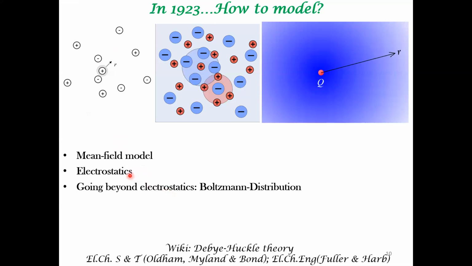The electrostatic potential doesn't have temperature in it. So it is a mechanical potential, but electrochemical potential is a function of temperature and pressure and mole fraction. So we will introduce something called the Boltzmann distribution. You can see what that is in the next slide.